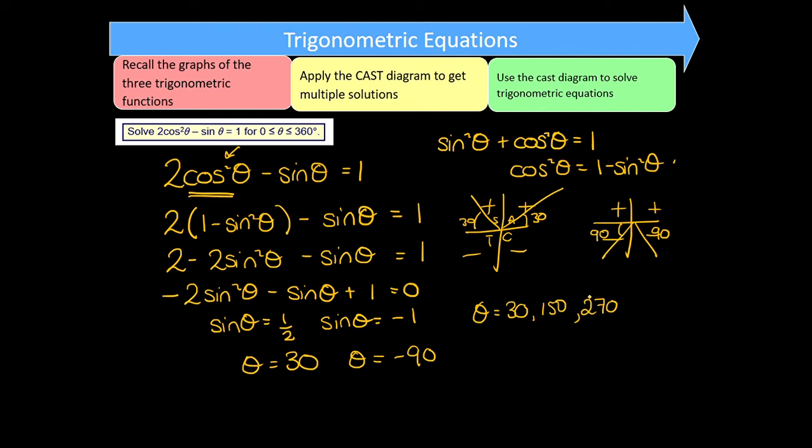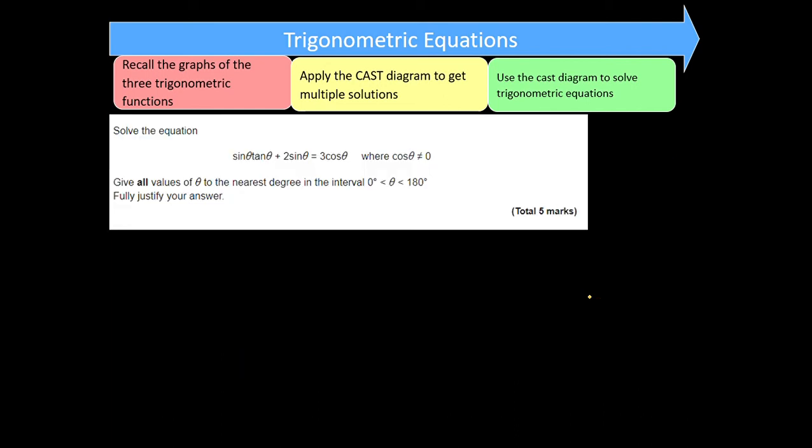Now, for the last example I'm going to do, this is actually from a past paper. It's a 5 marker. So if you wanted to have a go before I go through it, please pause the video. I'm going to start going through it now. Okay. Now, there are two ways to do this one. So I am going to show you both methods, depending on which way you decided to do it.